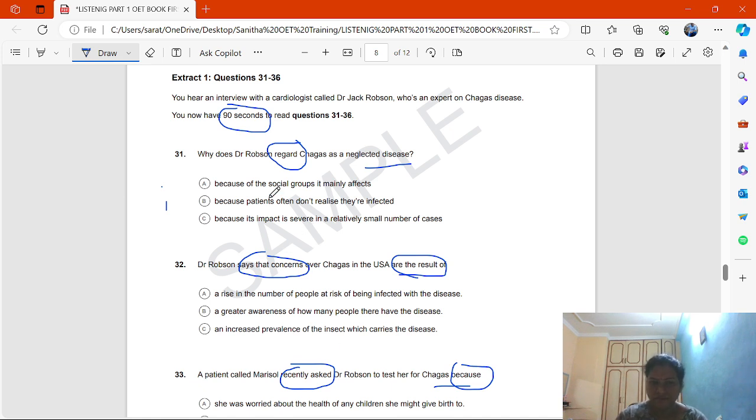Chagas is caused by a parasite called Trypanosoma cruzi. Most sufferers become infected when they're bitten by an insect, commonly known as the kissing bug, which carries the parasite. Right. People often don't realize they've been bitten, and during the initial phase of the infection, symptoms are normally mild or absent. Okay. 70% of those infected never develop complications.